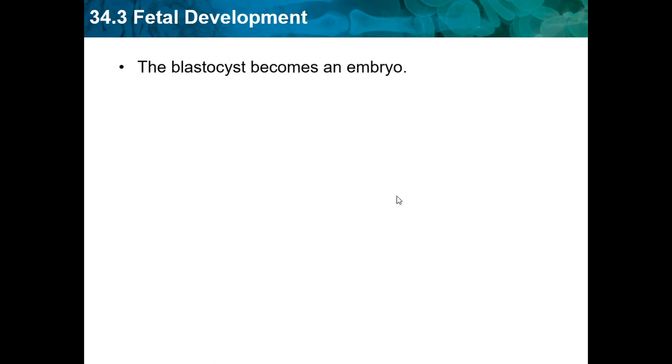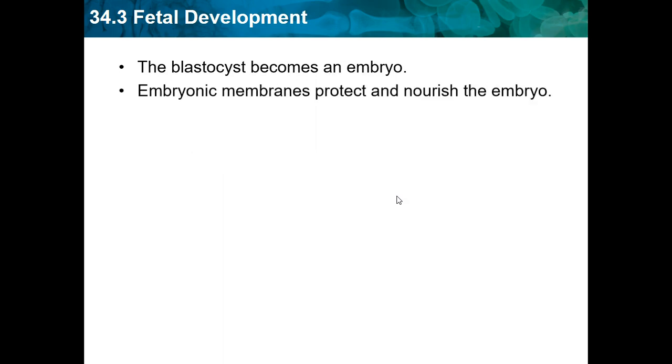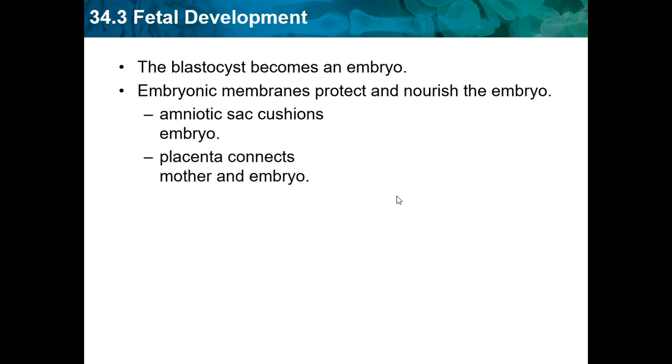So the blastocyst becomes an embryo. Embryonic membranes protect and nourish the embryo. So the amniotic sac cushions the embryo, so it's basically another thing that helps it grow, like the placenta. The placenta connects the mother and the embryo, and the umbilical cord connects the embryo to the placenta.